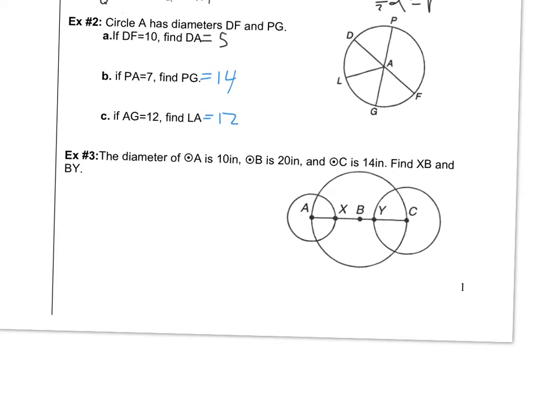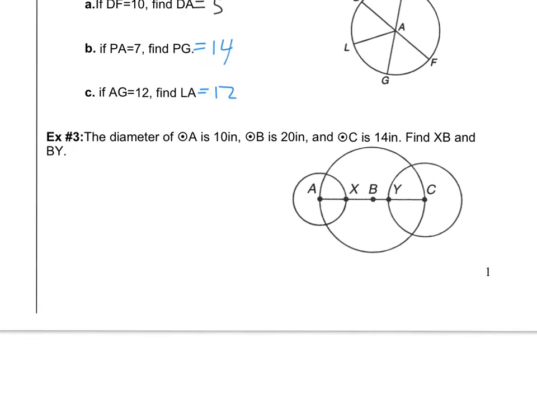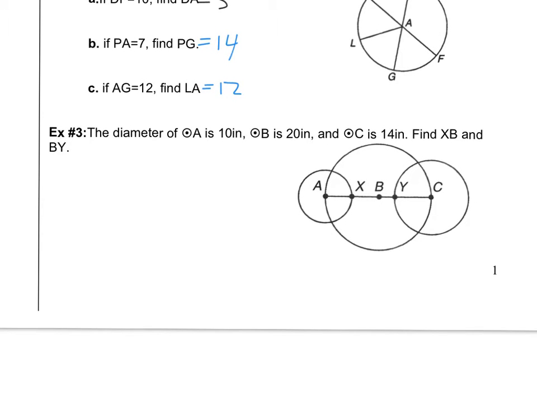All right. Let's play example number 3. It tells us the diameter of circle A is 10, circle B is 20, circle C is 14. Find XB and BY. So XB is here, and BY is here. All right. Well, we're going to have to use a little bit of the old segment addition postulate, but it's not that big of a deal. It's actually pretty easy. What I'd say we should do is mark all these as the radiuses, because that's more what we're drawing here. We have a radius, we have a radius, we have a radius, we have a radius.